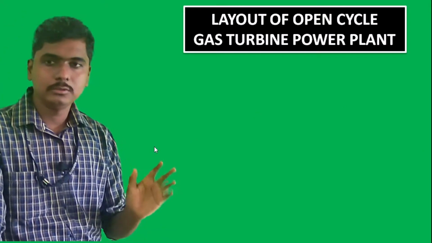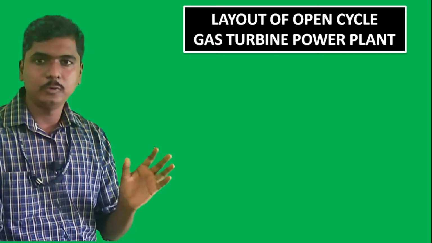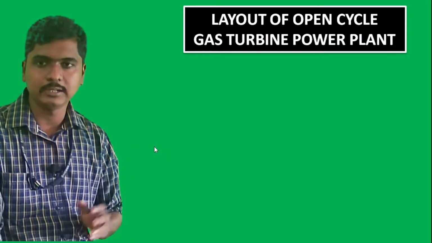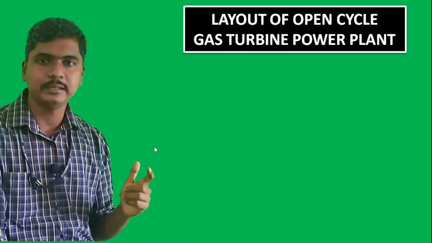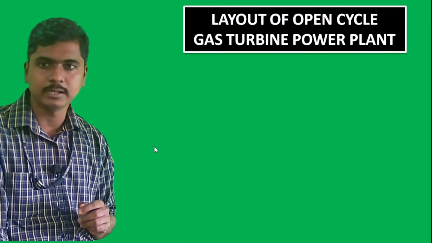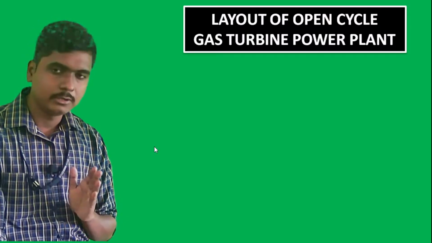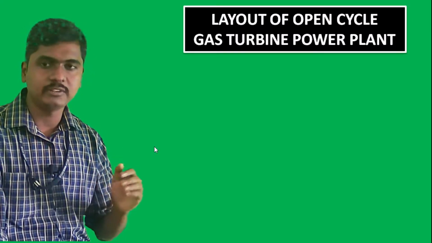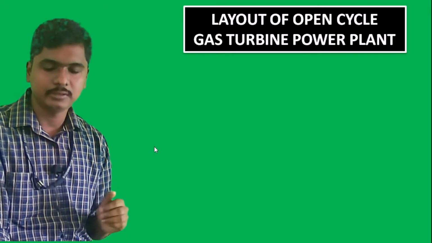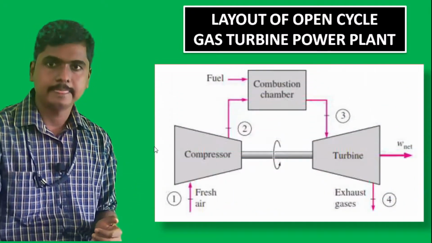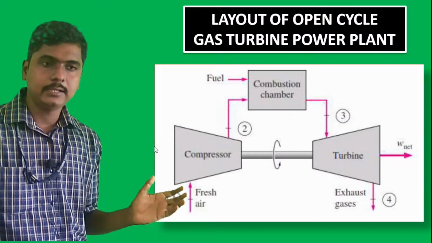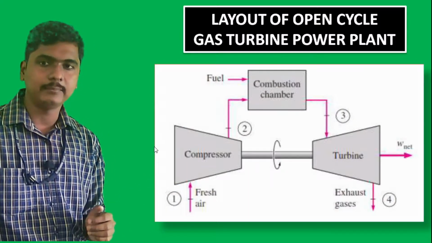So first I will show you the plant layout of an open cycle gas turbine power plant. What are the components we are going to use in an open cycle gas turbine power plant? Okay, how the working fluid will flow through different components. Those things we are going to show you in the layout part. Okay, so this is nothing but a layout of an open cycle power plant.